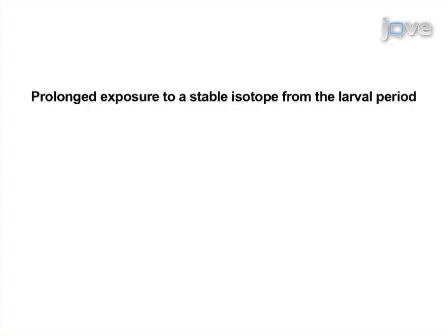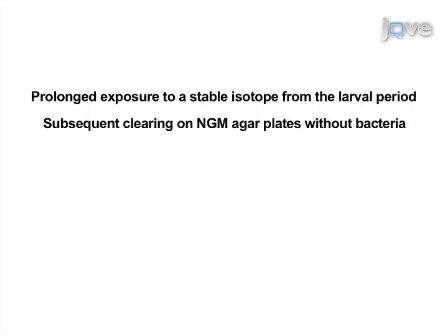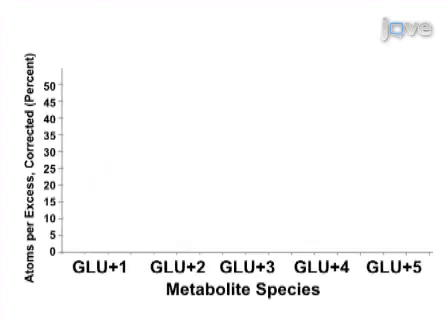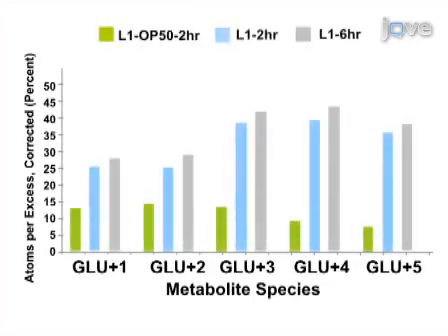It was observed that prolonged exposure to a stable isotope from the larval period and subsequently clearing worms on NGM agar plates without bacteria increased isotopic enrichment of free glutamate in young adult worms. In this graph, L1 represents worms fed with universally labeled carbon-13 glucose and OP50 bacteria from the L1 larval stage through the 959-cell young adult stage.